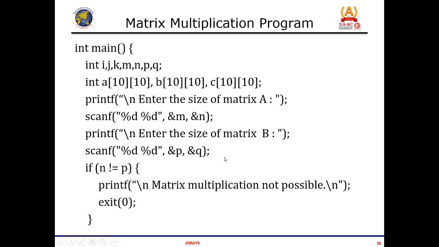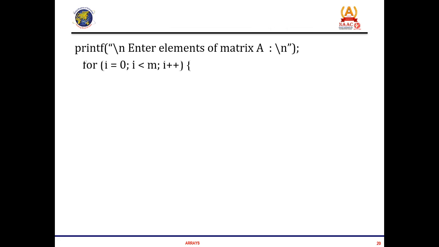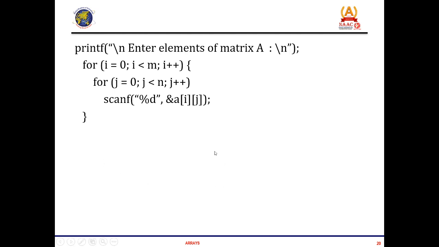So let us assume that the dimension or the order that I'm going to enter for the matrix is in such a way that the column of the first matrix is equal to the row of the second matrix. In which case, my if control structure becomes false and the control will come here. And then, with the help of this printf, for loop, and scanf, I'm going to enter the elements of matrix A.